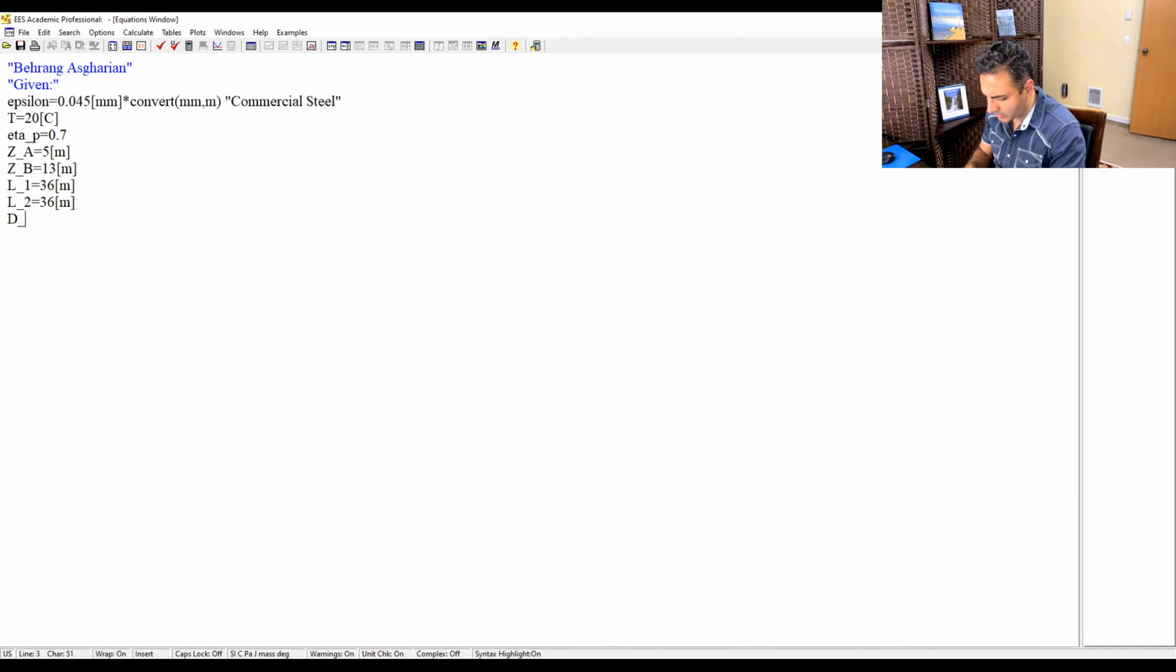Diameter 1 was given as 4 centimeters. So I have to convert it to basic SI units from centimeters to meters like this. And then diameter 2 was given as, from what I see, 8 centimeters. So 8 centimeters times convert from centimeters to meters. Everything looks good, except that I messed up the parentheses. I just fixed it. It looks okay.